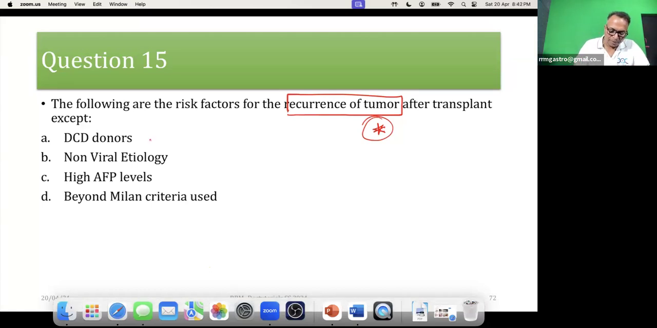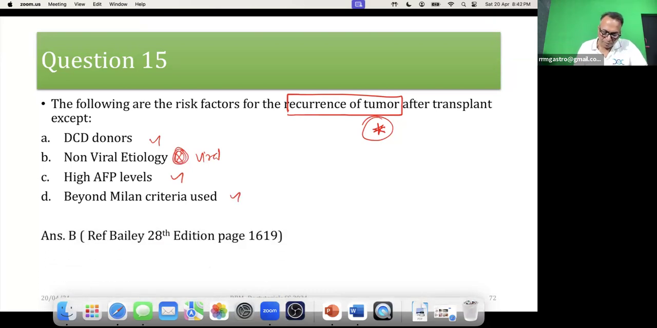DCD donors. Yes, DCD donors. Non-viral etiology is wrong; it is viral etiology. High AFP level is correct. Beyond Milan criteria. This is from a table from Bailey and Love.